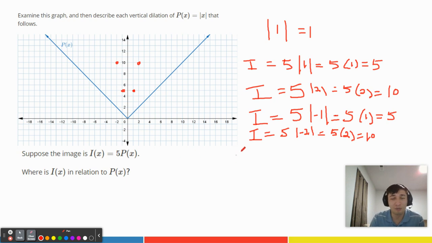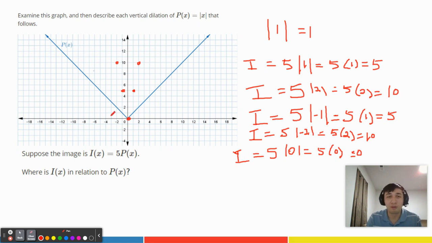And then just one other point, we could do 0. So if I looked at when x was 0, I could say 5 times the absolute value of 0, and that's just 5 times 0. So that's just going to be 0, which is the point here.